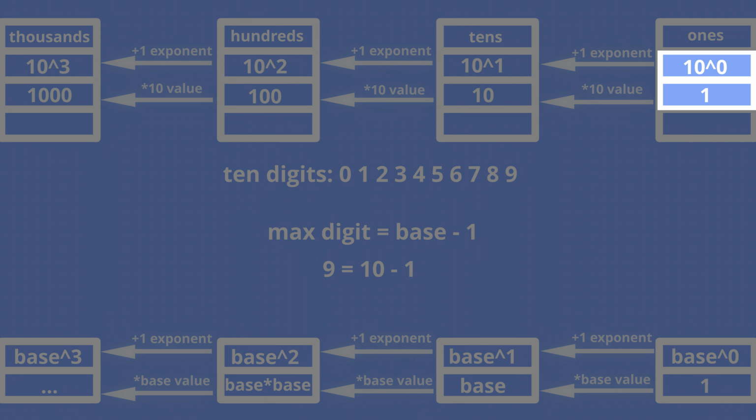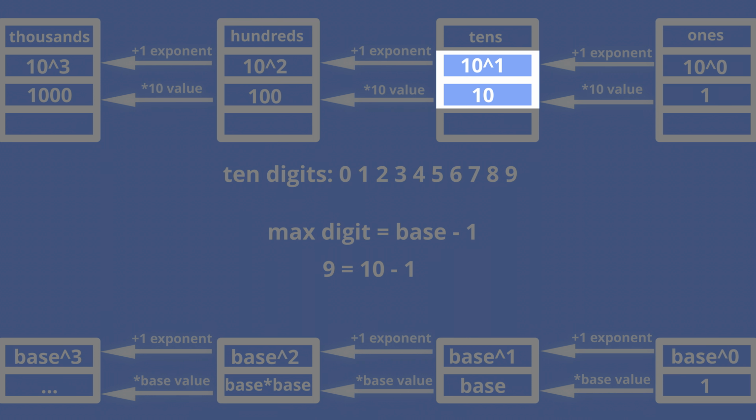1 equals 10 to the power of 0. In the general case, the weight of the extreme right position should be calculated as a base to the power of 0. Any number to the power of 0 equals 1. So the weight of the extreme right position in any number system always equals 1.